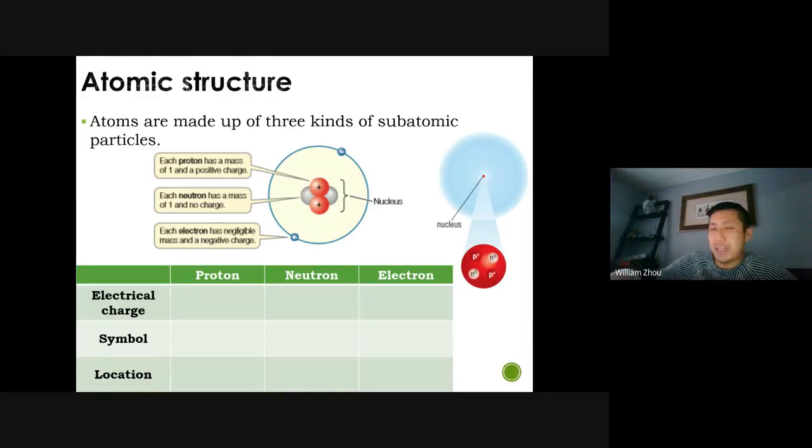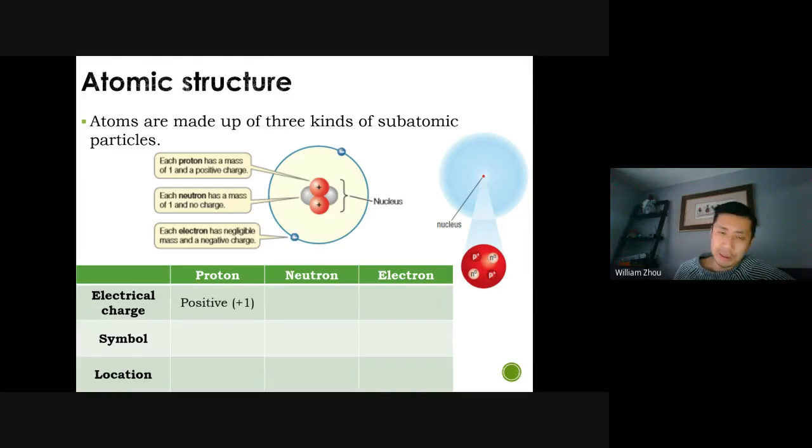So once you break the atom, what do you have? What's inside the atom? Well, if you look at the picture, you have 3 things: protons, neutrons, and electrons. Those are the 3 subatomic particles. Subatomic, smaller than an atom. In that table, let's organize protons, neutrons, and electrons. They have different properties, they have different mass, they're found in different places.